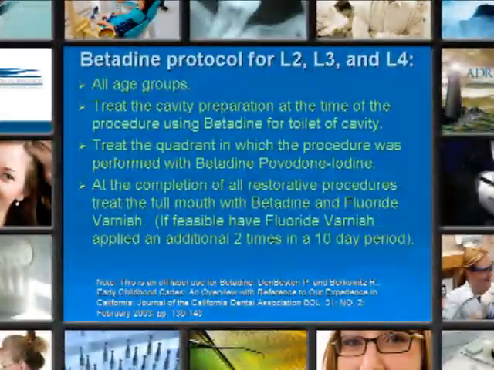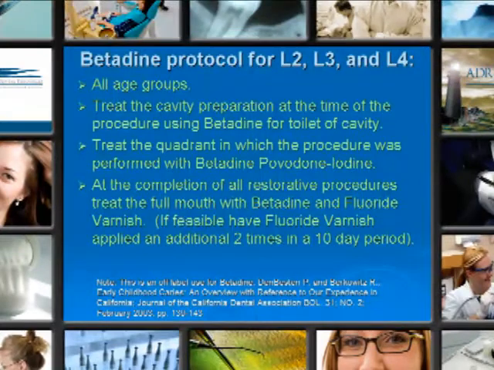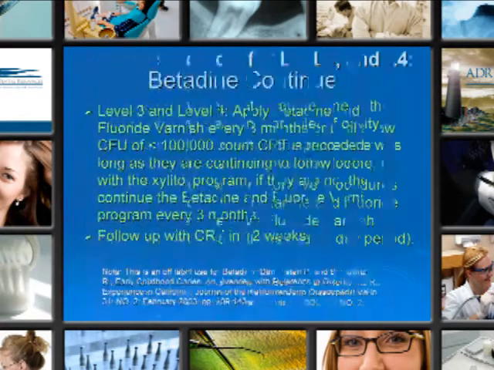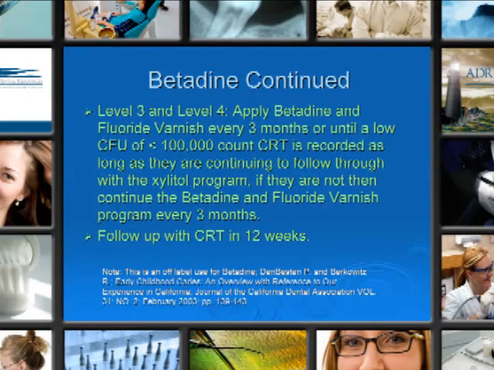Betadine protocols for level 2, 3, and 4, all age groups: treat the cavity preparation at the time of the cavity, using betadine on the floor of the cavity. Treat the quadrant in which the procedure was performed with betadine, and at the completion of all restorative procedures, treat the full mouth with betadine fluoride varnish. For level 3 and 4, apply betadine and fluoride varnish every 3 months or until a low colony-forming unit bacterial count is recorded. Follow up with the CRT in 12 weeks.